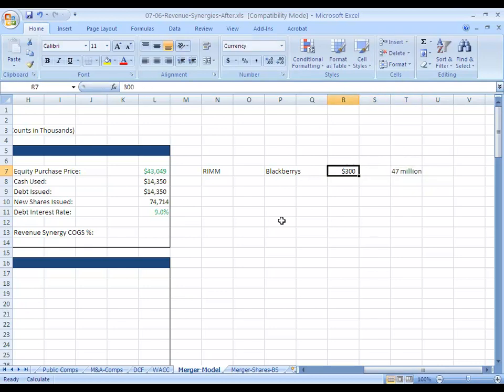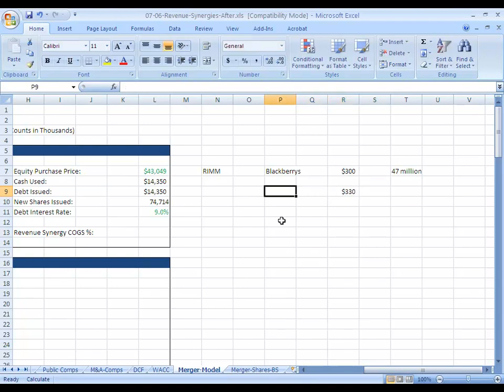So if we were just looking at Apple's revenue and RIM's revenue and combining them, we would just take these numbers as is. We'd say that they have an average selling price of $300. They're shipping 47 million a year. That equates to a certain amount of revenue. But with revenue synergies, by contrast, we would say something like the following. Instead of an average selling price of $300, maybe it goes up to $330.